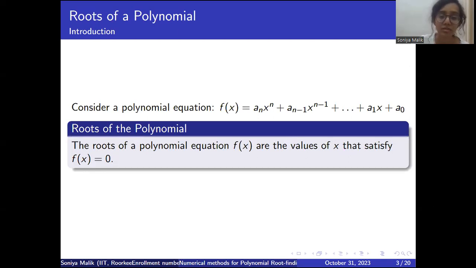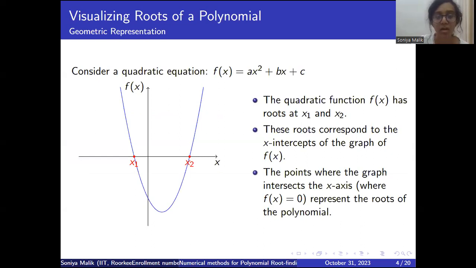So consider we have a polynomial equation as f(x) = a_n x^n + a_(n-1) x^(n-1) and so on. So roots of a polynomial are the values of x that satisfy the equation f(x) = 0. To understand better, we can visualize this as follows. Consider we have a quadratic equation as f(x) = ax^2 + bx + c.